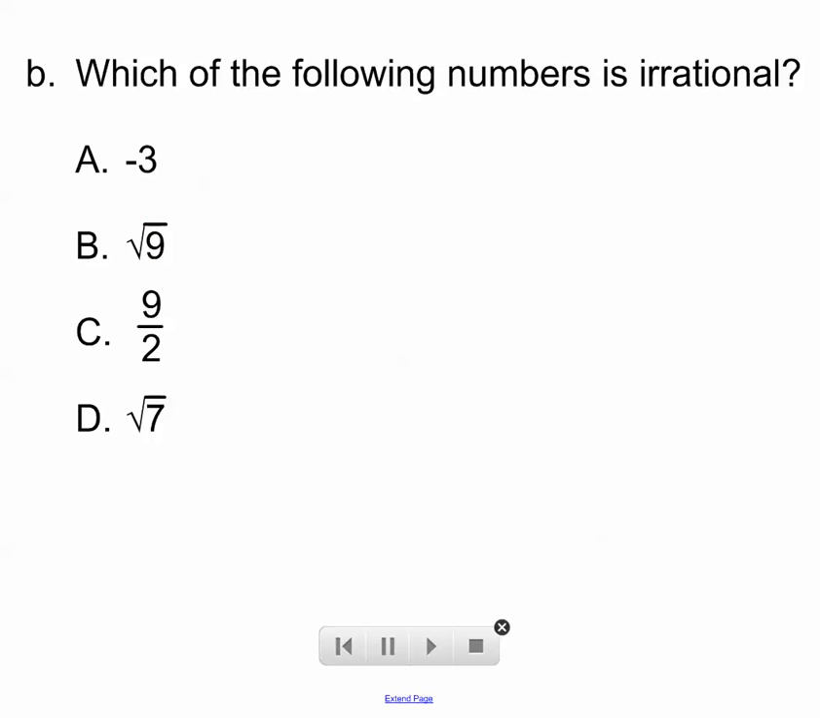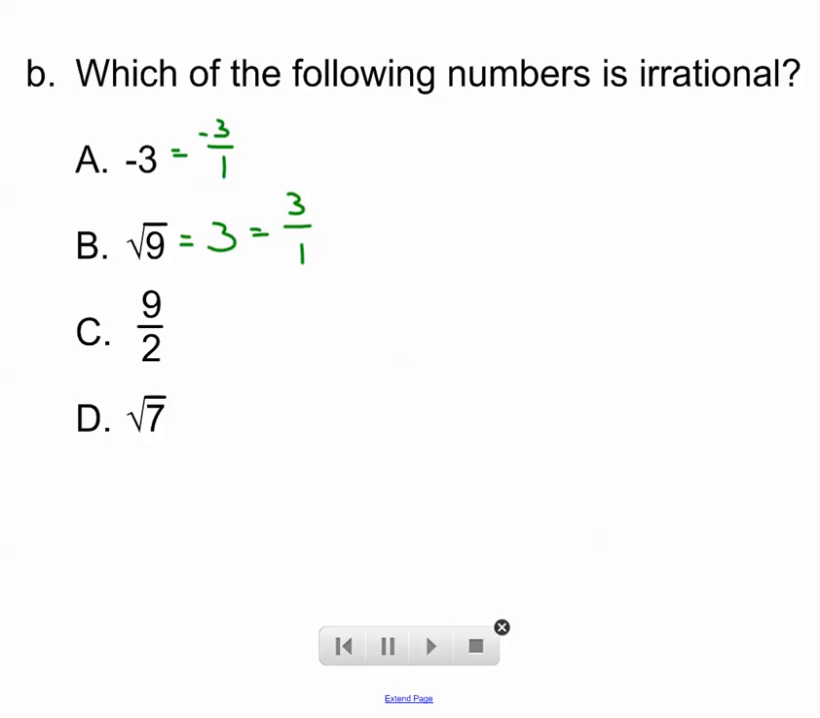So let's use that definition of rational to identify which of these is irrational. Well, -3, I can write that as the quotient of two integers. I can write that -3 over 1. -3 is an integer, 1 is an integer. The square root of 9, rather, is 3. And I can write that as a fraction, as the quotient of two integers. 3 is an integer and 1 is an integer. Well, 9 over 2 obviously can be written as the quotient of two integers. 9 and 2 are both integers, and it's a fraction.